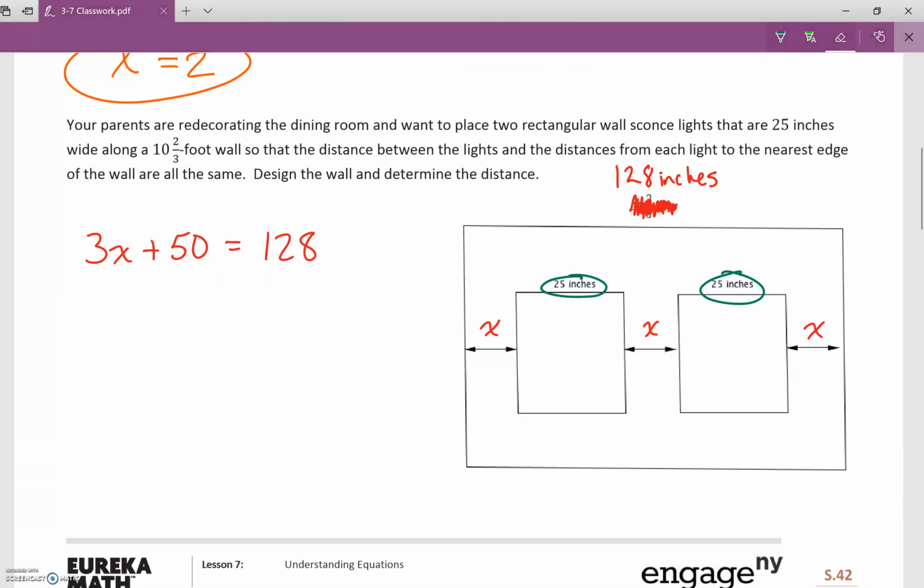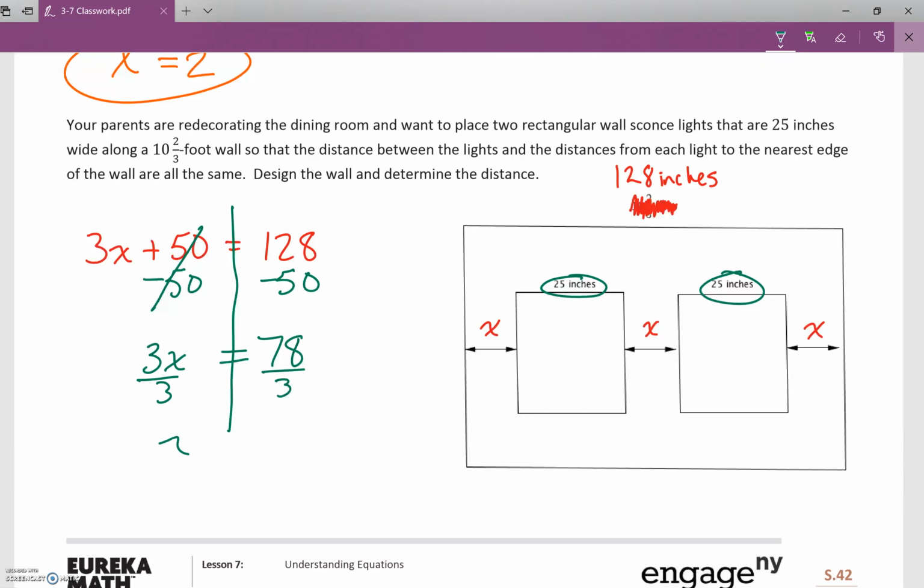Quickly solve it. It should look like this. We'll subtract 50 from both sides. You'll get 3x equals 78. Divide by 3. And x equals 26. So the distance between each of these posters and the wall and themselves is 26 inches.